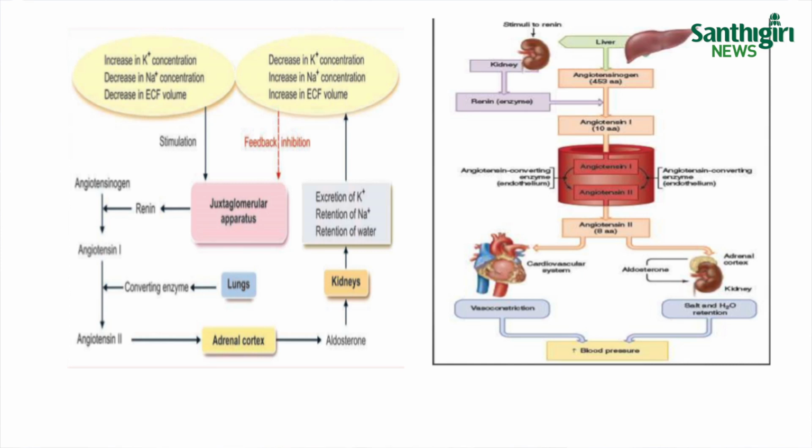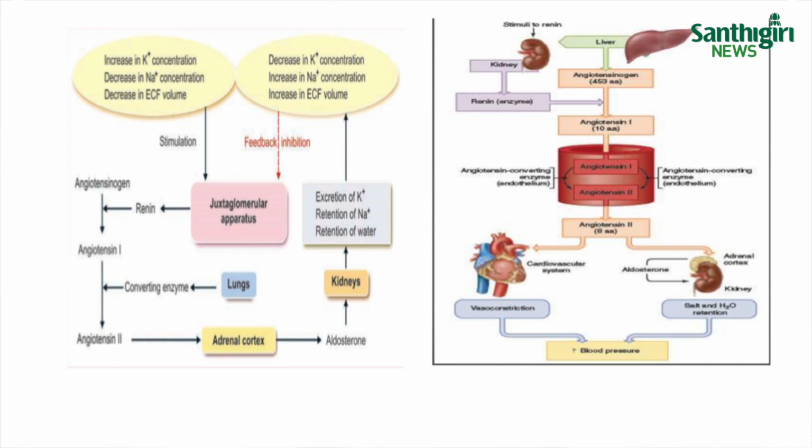So, coming to the stimulation, as we have studied, increase in the potassium level, decrease in the sodium and decrease in the ECF activate the angiotensinogen. We have already studied in the chapter protein metabolism or biologically important peptides about angiotensin. So, angiotensinogen is the inactive form which is synthesized and secreted by liver.